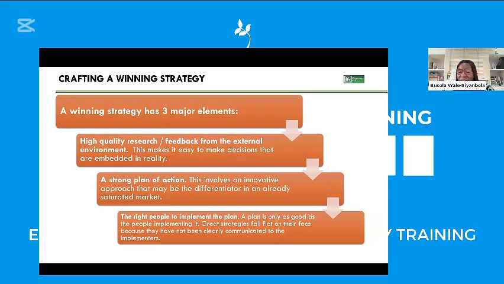They have established efficiency in your operations. They have established prudency. They have established that you are also complying with the stipulated regulations that govern your business. They are looking to see if you have structure, if there's corporate governance and the likes. Again, it depends on the level at which you're functioning. So quality research and feedback, strong plan of action, and of course, the right people to implement the plan.